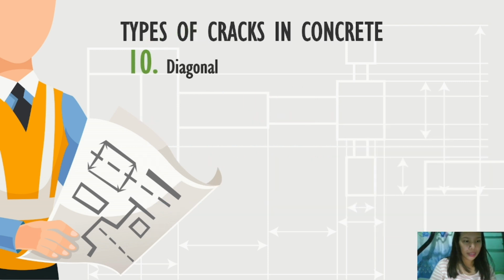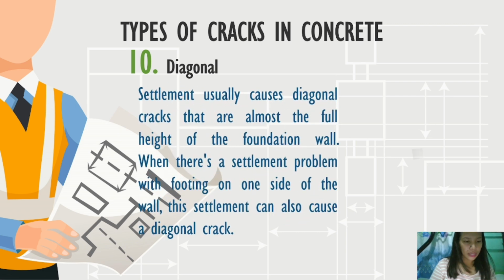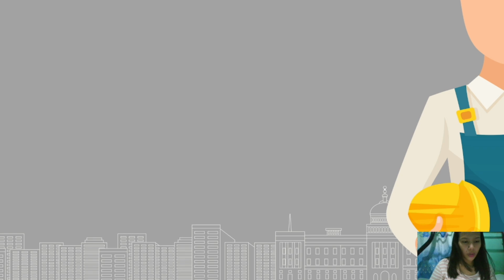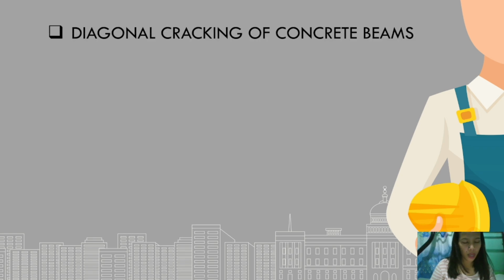And last is the diagonal. Settlement usually causes diagonal cracks that are almost the full height of the foundation wall. When there is a settlement problem with the footing on one side of the wall, this settlement can also cause a diagonal crack. So next, we will focus on the diagonal cracking of concrete beams.